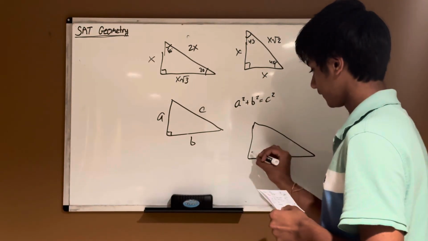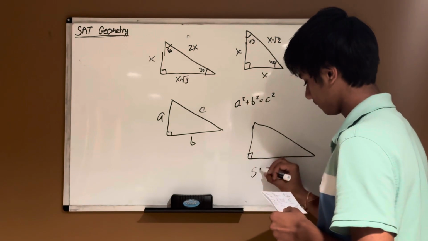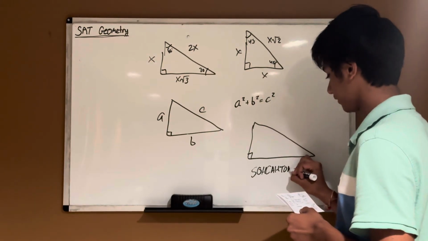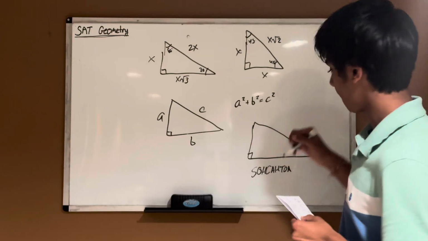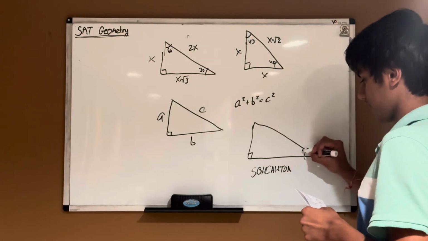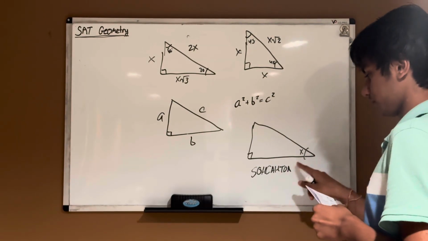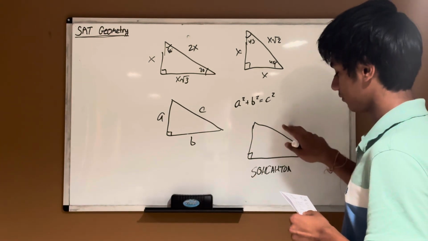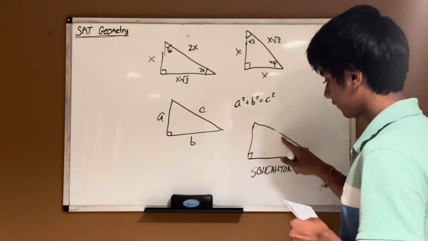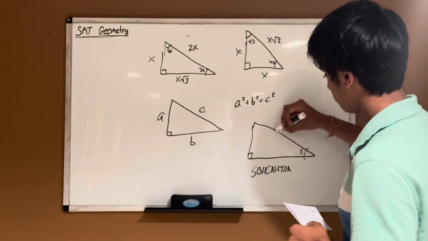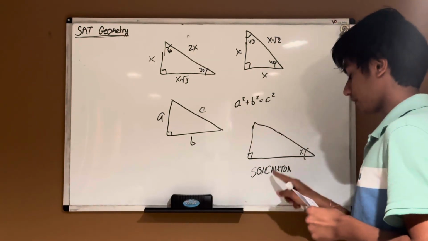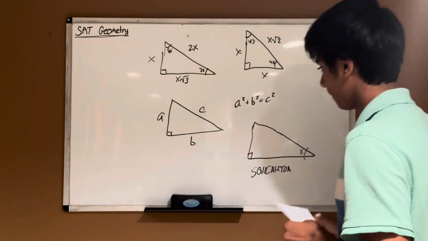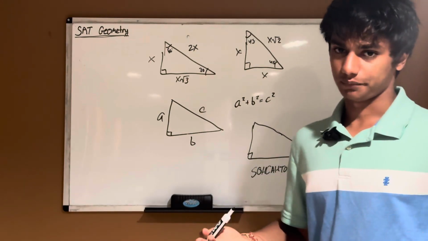So for trig, the important thing to memorize is SOHCAHTOA, which basically tells us that for a right triangle, let's label this, let's say for this angle x, if we take the sine of x, what we do is opposite over hypotenuse, which is the side length opposite to the right angle, so the largest side length. Cosine is adjacent over hypotenuse, and tangent is opposite over adjacent. And so if you know that, then you can solve any trig problem in the SAT.